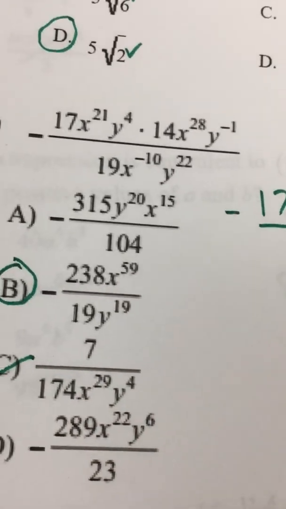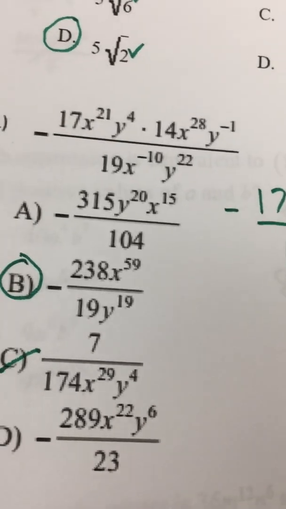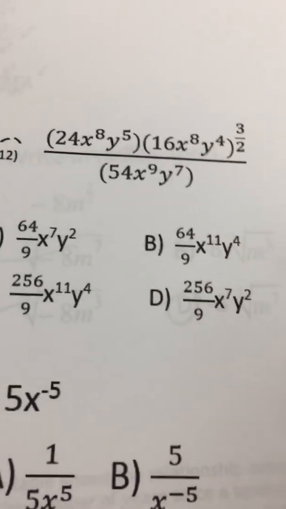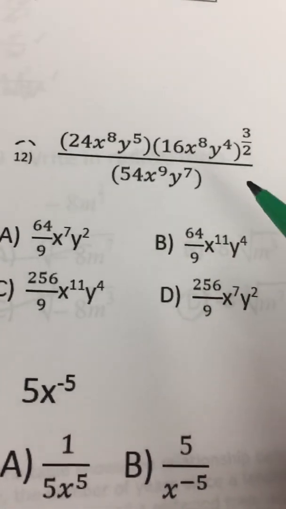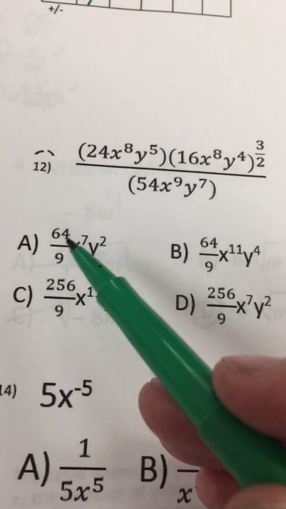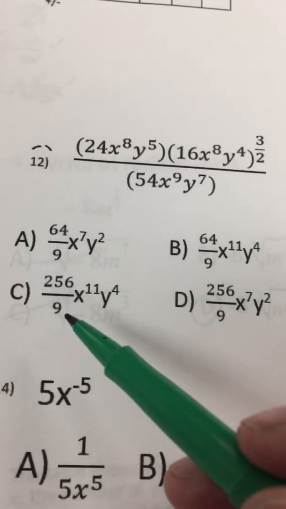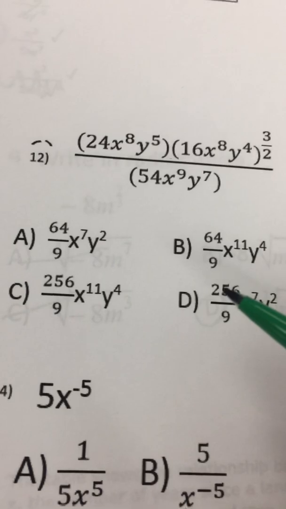Do I even need to do the x's and y's and all that messy stuff? No, you don't. So don't do extra work if you don't need to. Do the coefficients first, okay? Especially on a multiple choice test. Same thing here. I've got all this big ugly stuff that has to be done and lots of places to make mistakes. 64 over 9, 64 over 9, 256 over 9, 256 over 9. When I do the coefficients, 2 of these answers are going to work and 2 are not going to work.